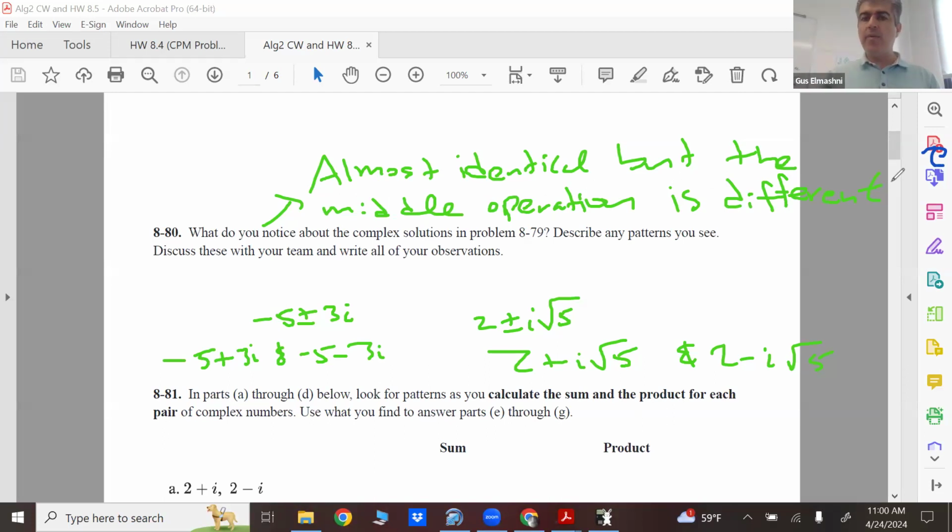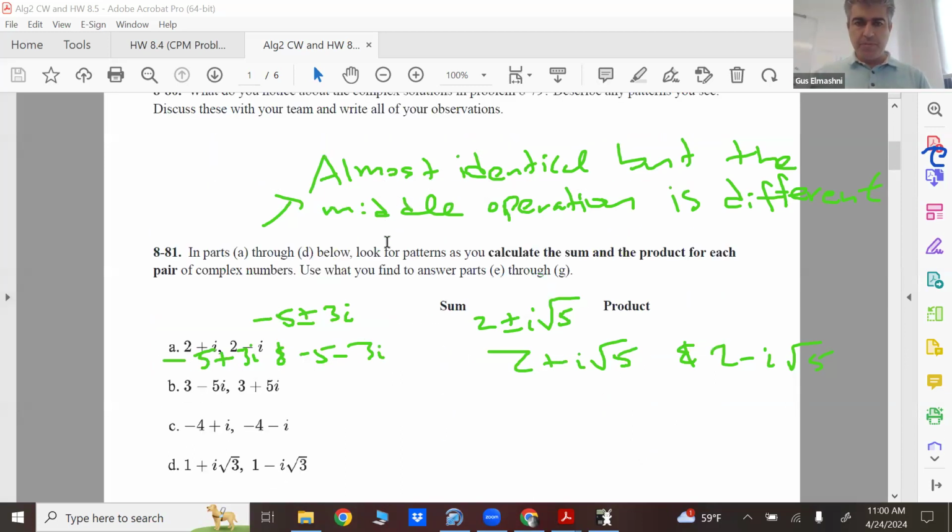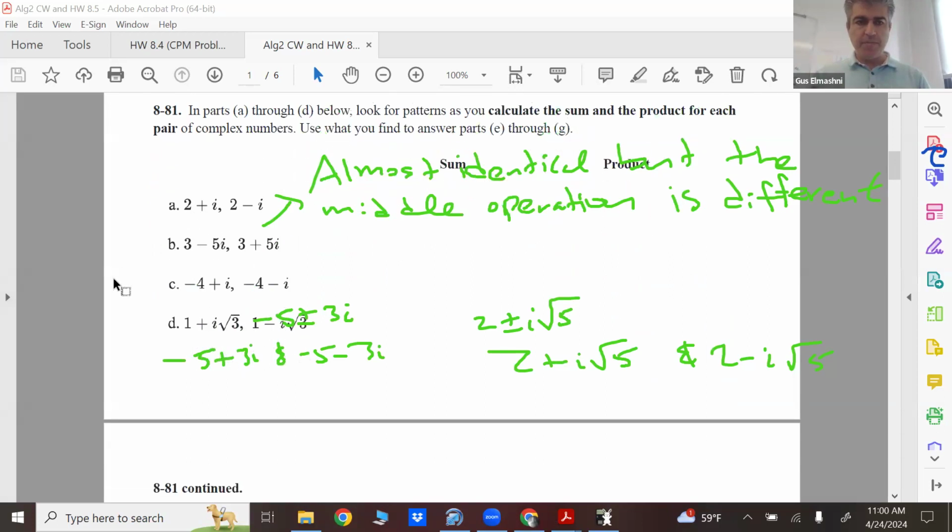Whenever you solve a quadratic equation that has imaginary solutions, they can be paired up in this way: a plus bi and a minus bi. We're going to talk about that in just a little bit. So let's move on to 81.